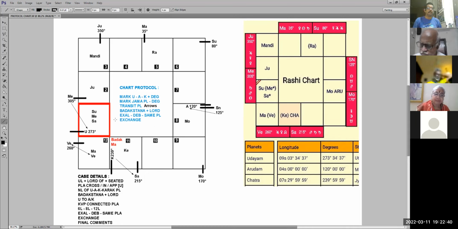Now the last thing is the exchange. Here most people get confused, but it's a very simple thing. Just understand the Rashi Lord and see where it is sitting. Is anyone sitting in this house? Who is sitting in this house? Mars is sitting. Look at the Jama planet first, then see inside. Which is Mars's house? This house and this house. Mars is sitting in whose house? In Venus's house.